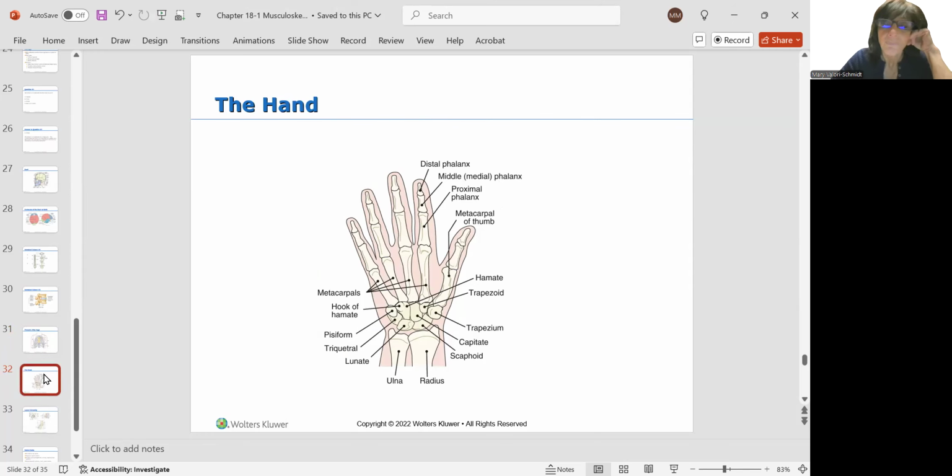And then your hand. So when we look in the hand, you can see how the ulna and radius, the 2 bones in the forearm, articulate with all these little tiny bones that are inside your hand that attach to the metacarpals, the carpals, and then the phalanges at the very tips.